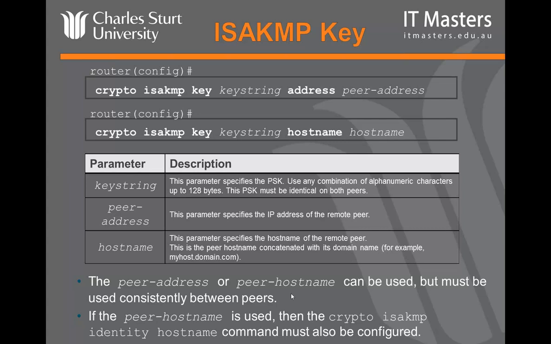The peer address or peer hostname can be used, but must be used consistently between peers. So you can't have hostname on one and IP address on the other one. From a best practice perspective, if the peer hostname is used, then the crypto isakmp identity hostname command must also be configured. You don't need to know that much detail for your exam. Just be aware that if you're using hostnames, you also have to use the crypto isakmp identity hostname command.